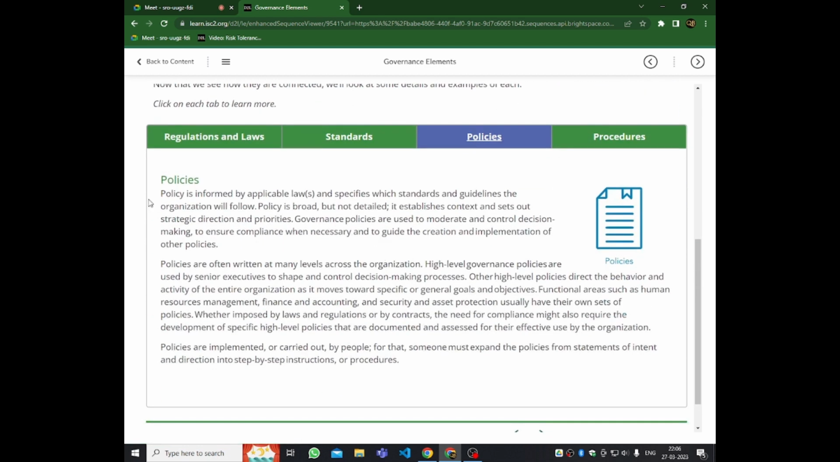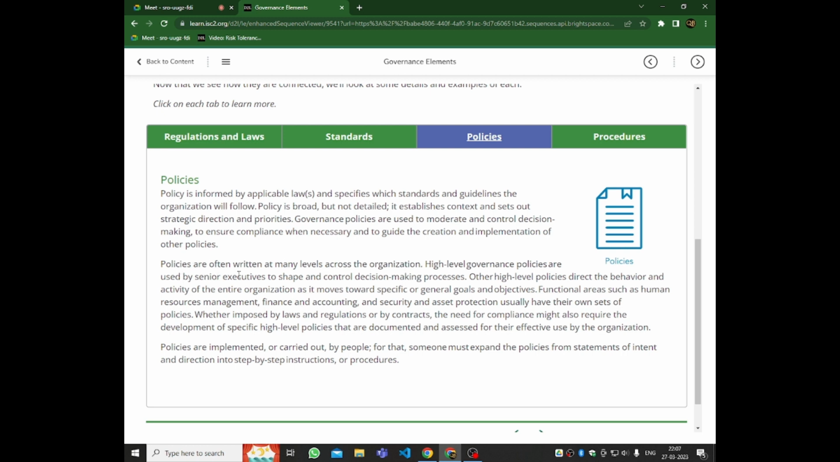Policies. Policy is informed by applicable laws and specifies which standards and guidelines the organization will follow. Policy is broad but not detailed, so it establishes context and sets out strategic direction and priorities. Governance policies are used to moderate and control decision making, to ensure compliance when necessary, and to guide the creation and implementation of other policies.